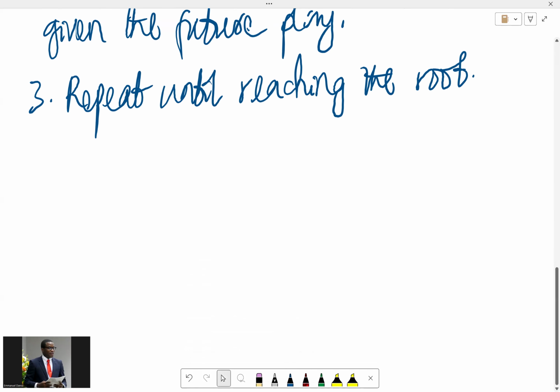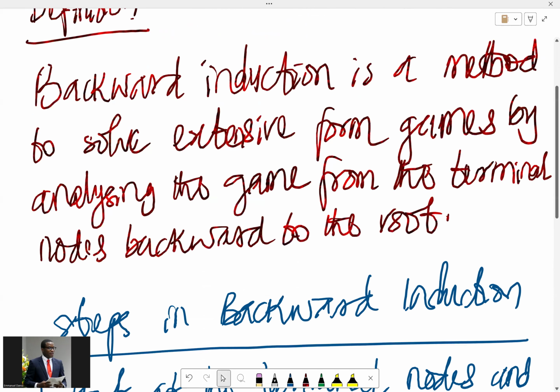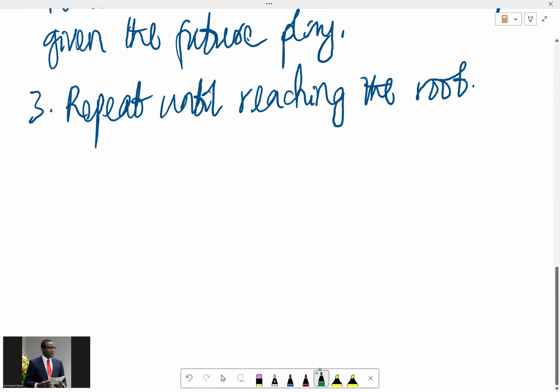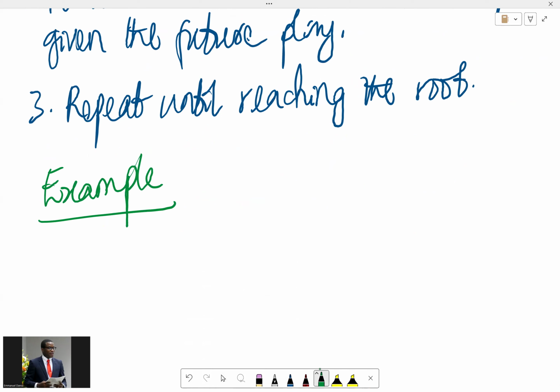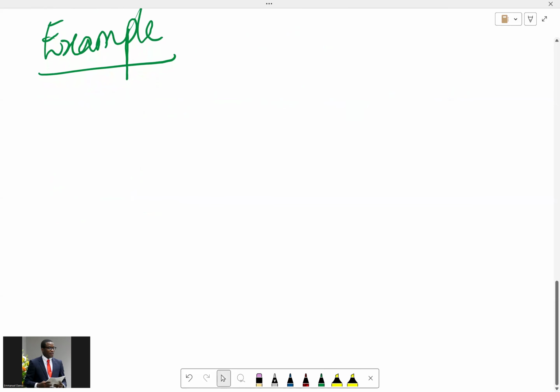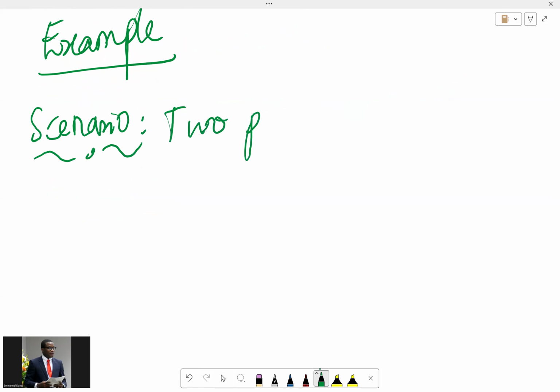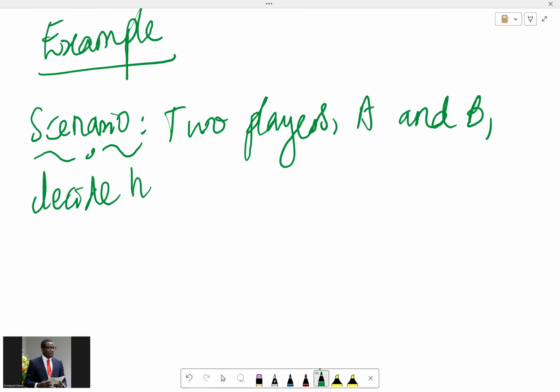All right. So now we'll use our usual example again. That is the example about splitting $100 between player A and player B. So I'm going to take the pain to write it again, so we can properly get the idea. So the scenario again is this: 2 players, A and B, decide how to split $100.